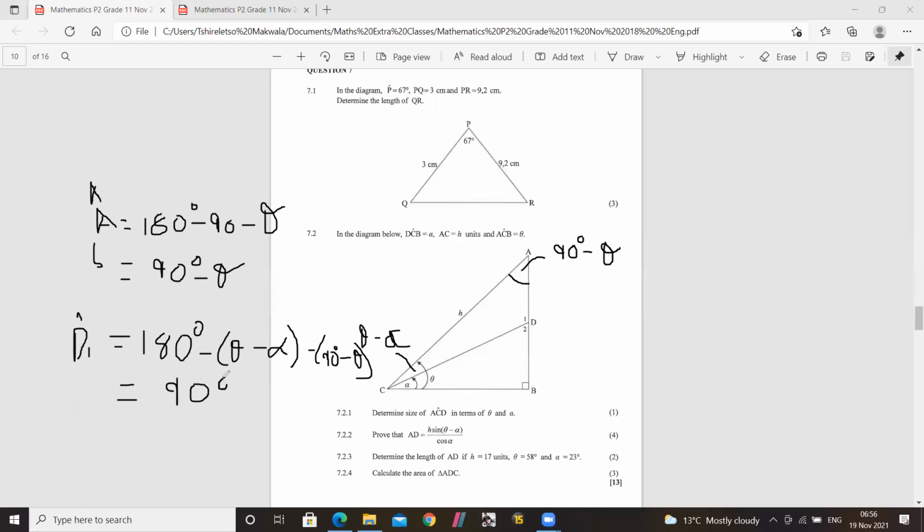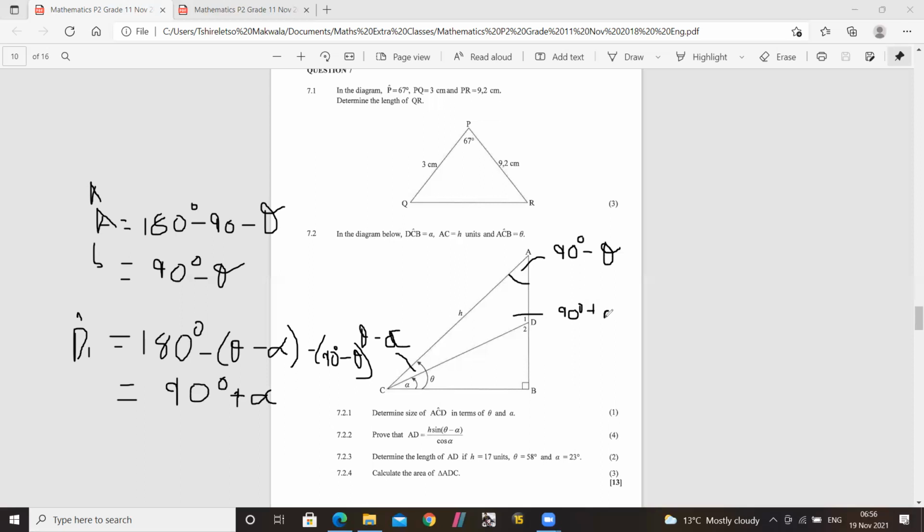So then theta is going to be negative theta plus theta, so the theta is going to cancel out. Then plus alpha. So D1 is equal to 90 degrees plus alpha. That's D1. So that's the size of D1 here, right?